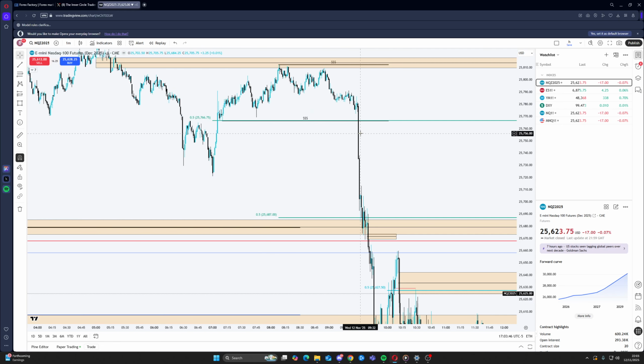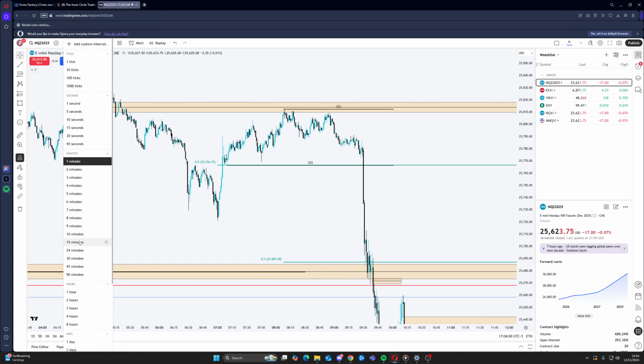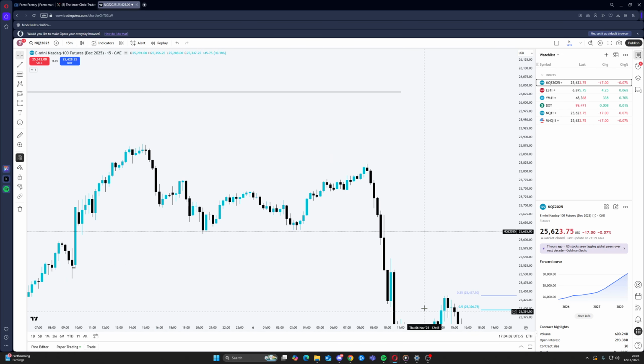However, I need to see a closure below these two gaps specifically, right? Or a full closure below this gap and showing signs of going down to rule out that it would never go to these highs, right? Why are these highs highlighted, right?